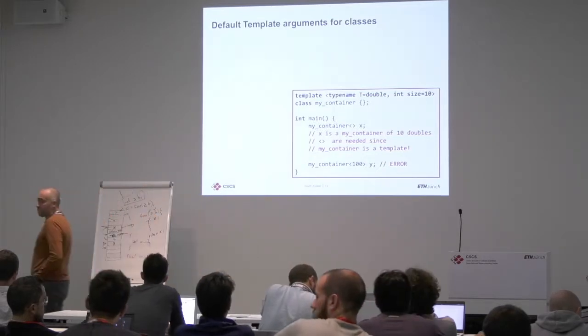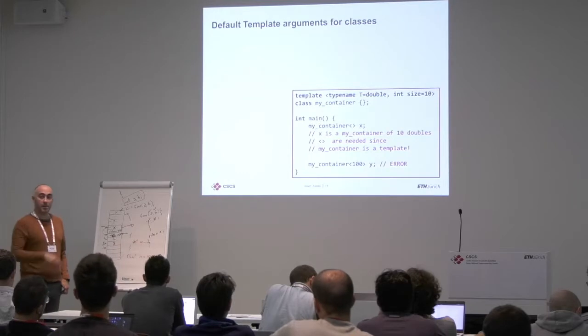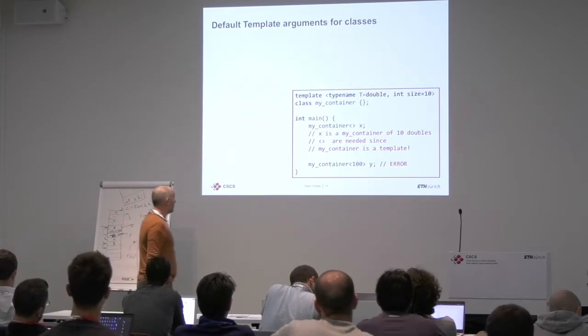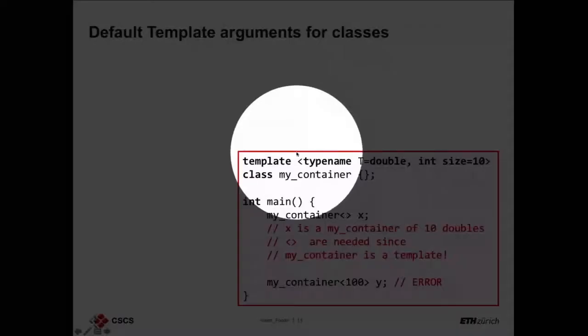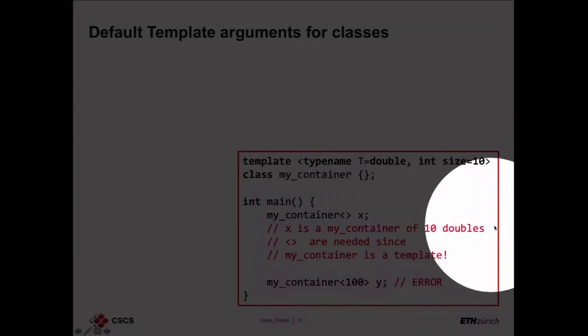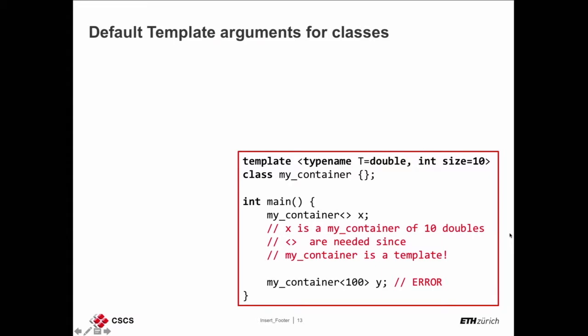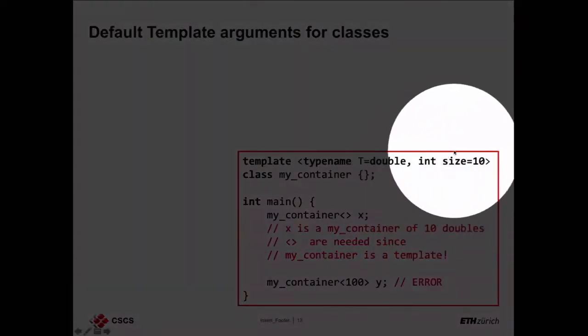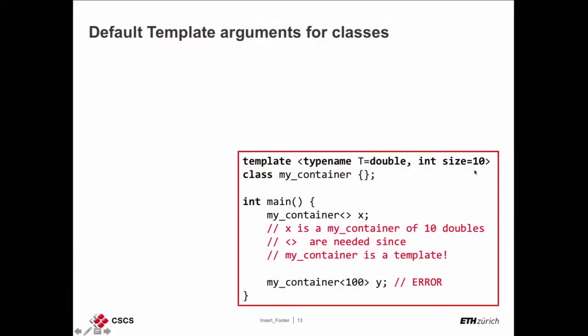So for classes, you can have, again, default arguments. Interestingly enough, your template arguments are usually types, but they can also be constants. So they're called non-type template parameters. You can have an int, and you call it size equal to 10. And that size is available at compile time as a value, something you can use by the compiler.